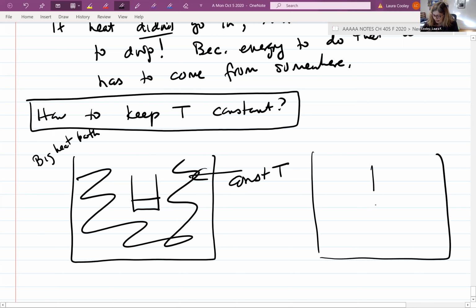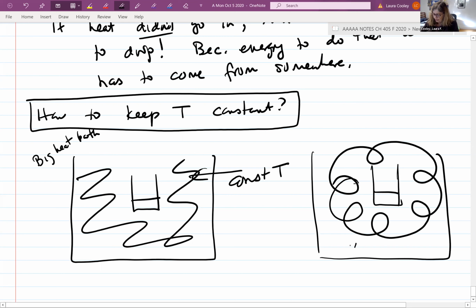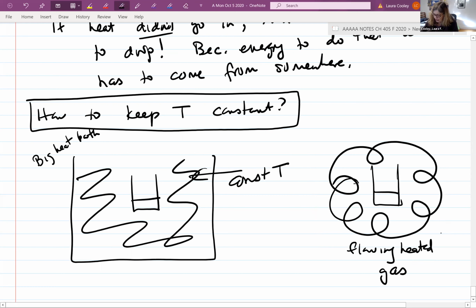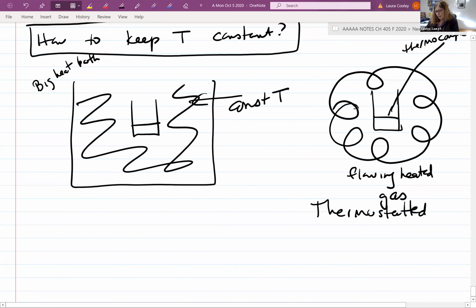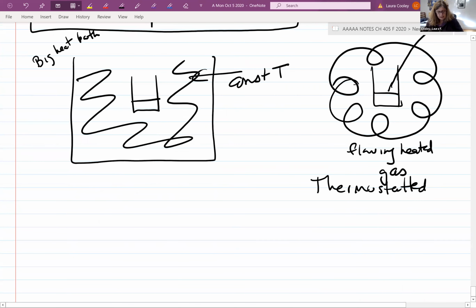More commonly, you might have a system where you basically had heated water flowing in, and you wouldn't need the heat bath. I was silly putting that there. Then you would have it thermostated. You could have a thermostat in here or a thermocouple measuring the temperature, and as soon as the temperature dropped, it would put some more heat in and keep the temperature constant. So you definitely could think of how this could be done in real life.